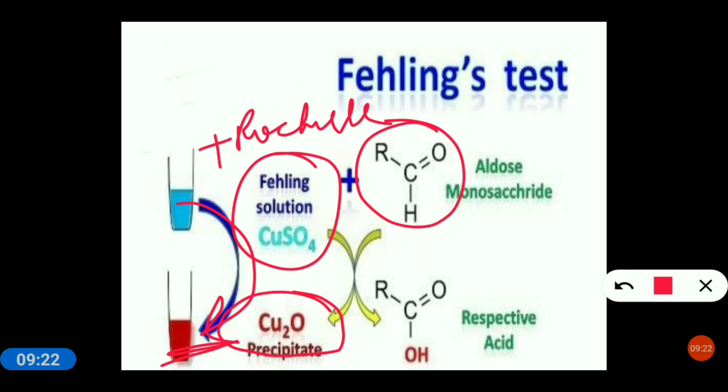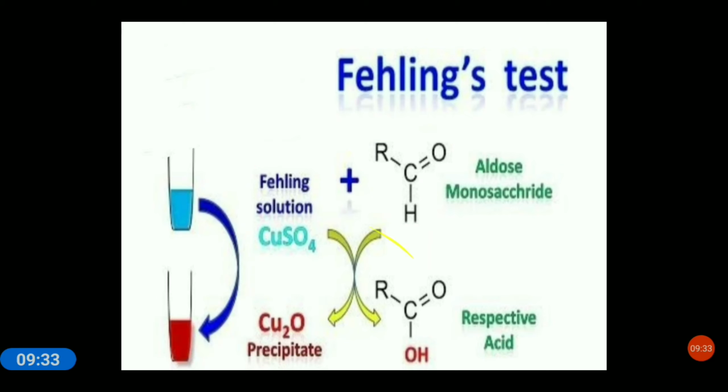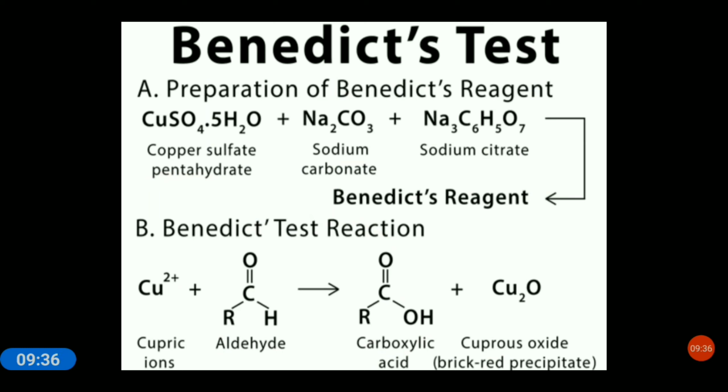In this Fehling test, aromatic aldehydes do not reduce Fehling solution, which means only aliphatic aldehydes give this test. The Benedict test is also the same as the Fehling test. Benedict solution is the alkaline solution of copper ions complexed with citrate ion. It reacts in the same way as the Fehling solution.